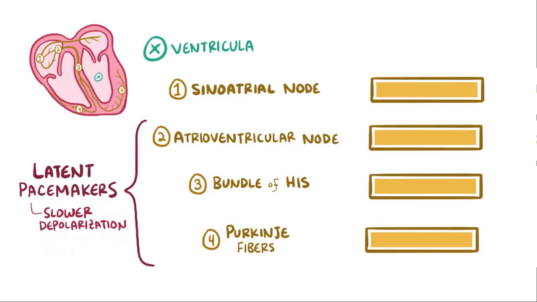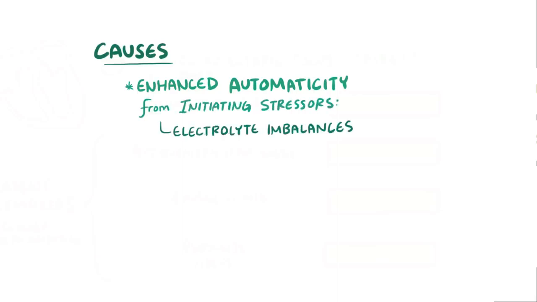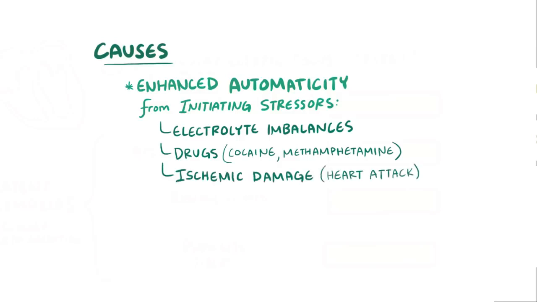Now though, let's say you have a ventricular ectopic focus somewhere in the ventricles, which is a cell or area of tissue that sends off an early depolarization wave, before even the SA node gets to fire. This is what leads to a premature ventricular contraction, or PVC. One cause of a latent pacemaker cell or cardiac muscle cell depolarizing early is it gets enhanced automaticity, which might result from irritating stressors like electrolyte imbalances, drugs like cocaine or methamphetamines, ischemic damage like a heart attack, or anything that increases sympathetic activity, like anxiety.